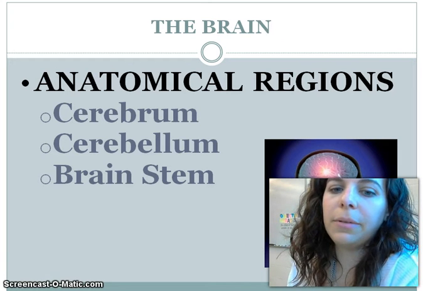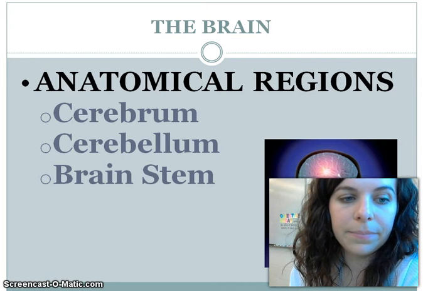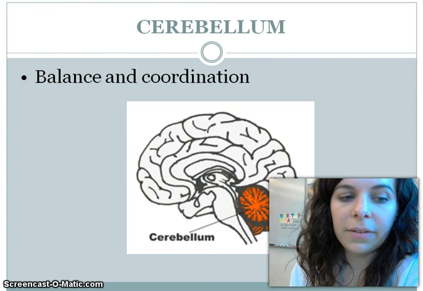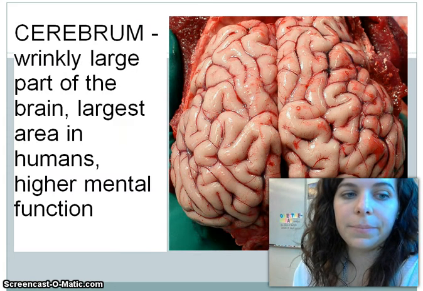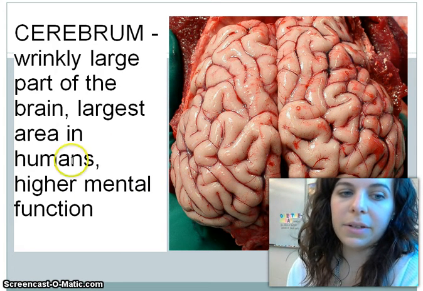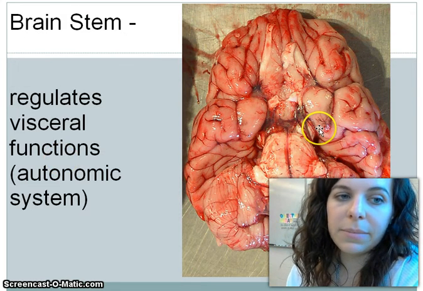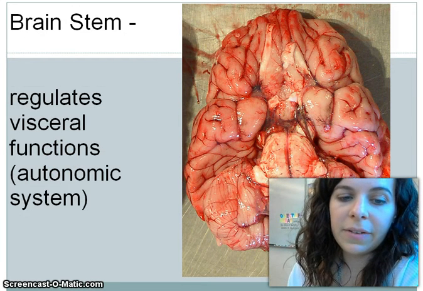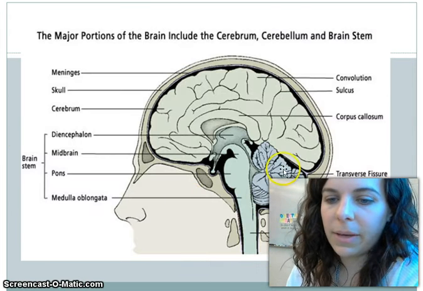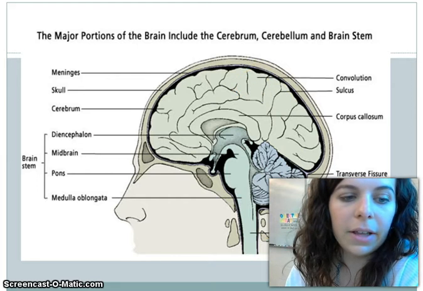First, we're going to talk about the three anatomical regions of the brain: the cerebrum, the cerebellum, and the brainstem. The cerebellum is this lower part of the brain here, and it serves as your balance and coordination center. The cerebrum is the large, wrinkly part of the brain, and it serves for higher mental function. And the brainstem is the lower part of the brain that stems from the spinal cord, and that regulates your visceral functions or your involuntary autonomic system. So we have your cerebellum, your cerebrum, and your brainstem here, all in different colors.